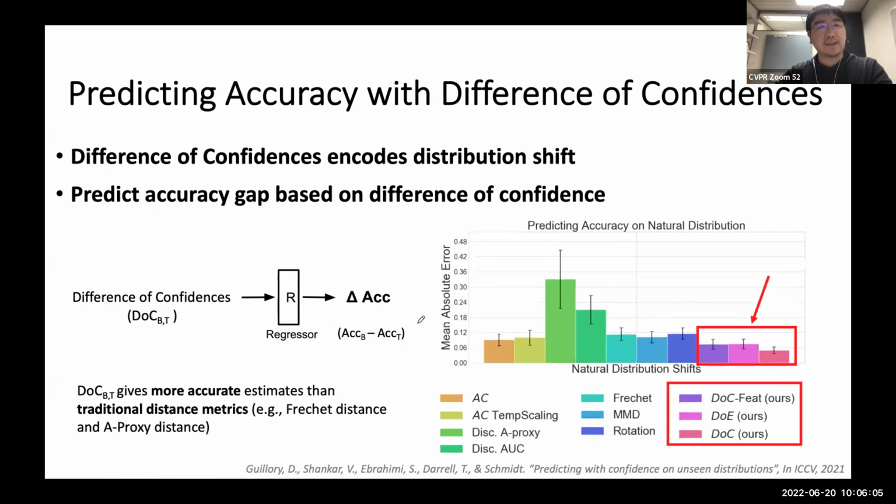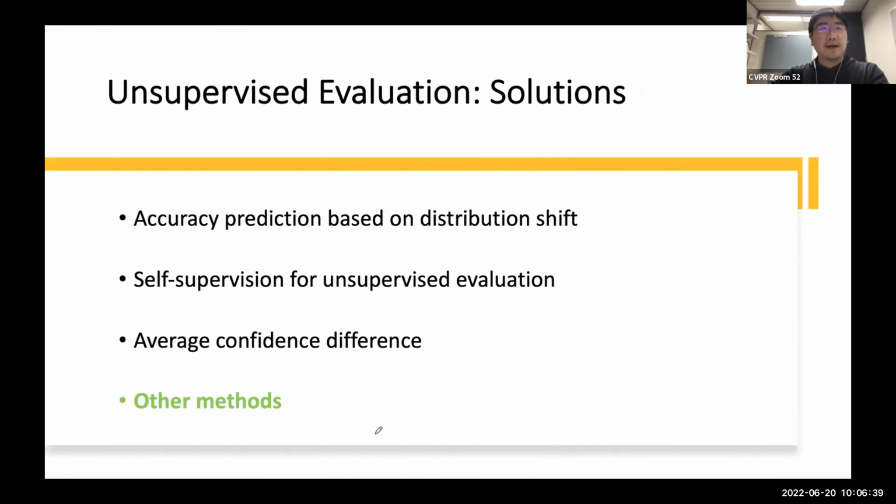So for example, on this ImageNet dataset, I forgot whether it's ImageNet-C or another ImageNet dataset, probably ImageNet-C, I can't remember exactly. So with this sort of method, these bars have relatively low mean absolute error. There are also some other methods that can solve this unsupervised evaluation problem.